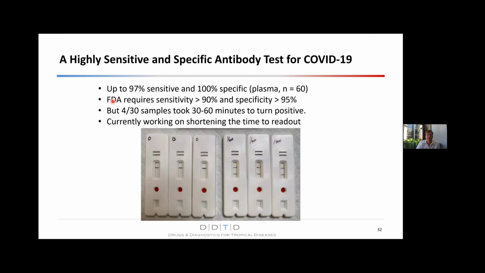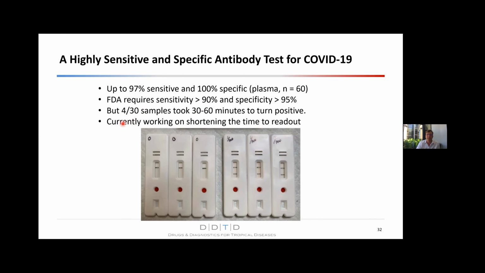Keeping in mind that the FDA requires a sensitivity of greater than 90% and a specificity of greater than 95%. So this is really very encouraging, but contrary to what we had observed before and to what I was expecting, 4 out of 30 samples took 30 to 60 minutes to show positive in the cassette, and that's too long.